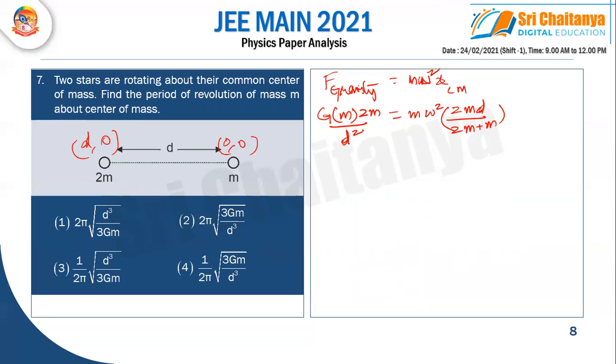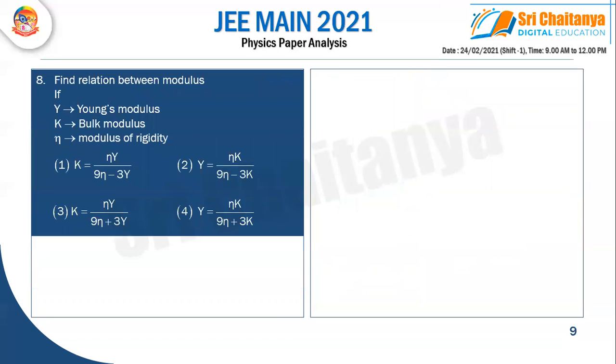The gravitational force will be G m 2m by, of course, d square, and omega equals 2 pi by T. Upon solving this, you'll get T equals 2 pi root of d cube by 3Gm. So this is the answer you are going to get, and this is the right option. We'll move on to the next question, please.